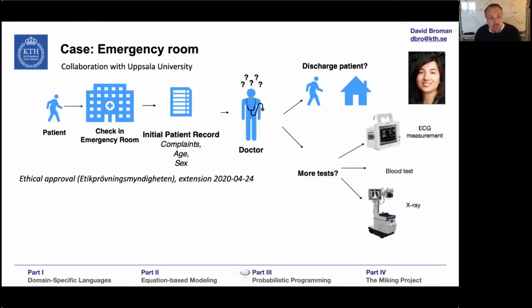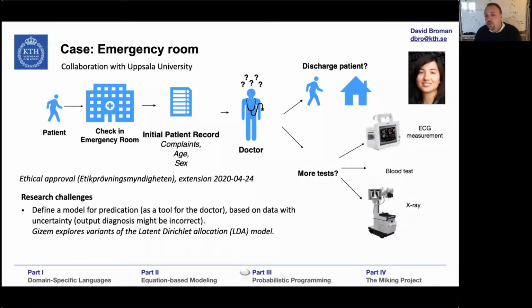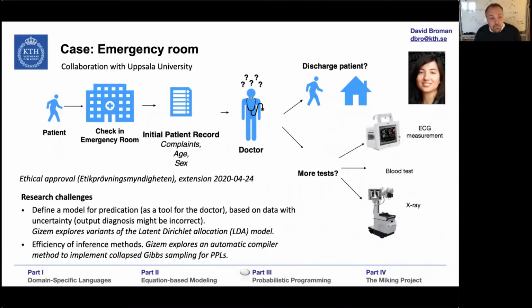We recently got ethics approval from Etikprövningsmyndigheten to be able to use data, since this is very sensitive data, but it's anonymized. Some of the research challenge here is to define the model using probabilistic programming, and we're experimenting with variants of LDA models to be able to make this kind of inference. One challenge is that LDA and that kind of model is very hard to make efficient in state-of-the-art probabilistic programming languages. So one part of this work is on methods to make inference of these kinds of models efficient.